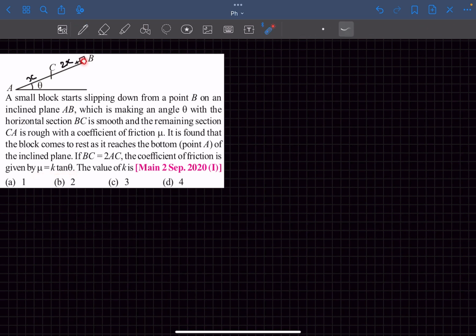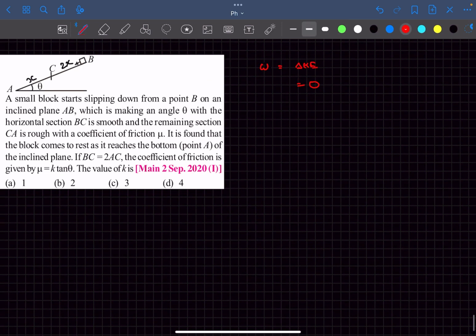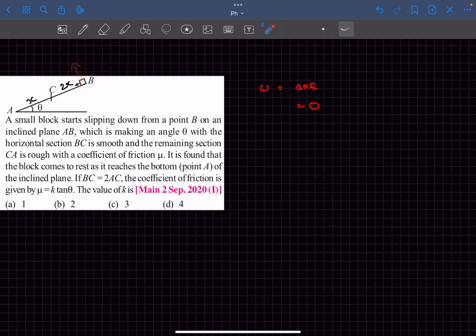As we know, the block initially starts from rest and it finally comes to rest. We can simply use the work-energy theorem, right? It states that the work done by all the forces acting on the body equals the change in kinetic energy produced in the body. The body starts from rest and comes to rest, which means the change in kinetic energy would be 0. The forces acting on this body are, first of all, the normal force, then the force of gravity, and then kinetic friction.